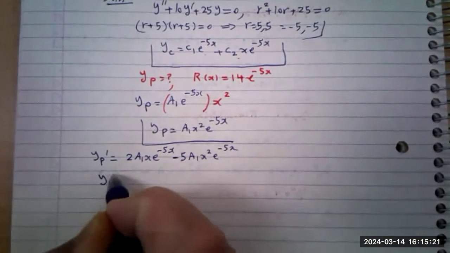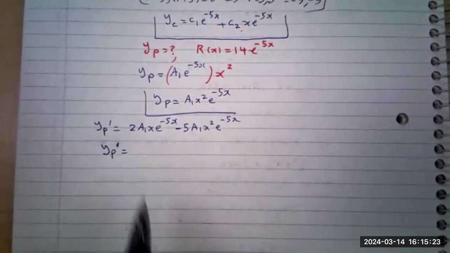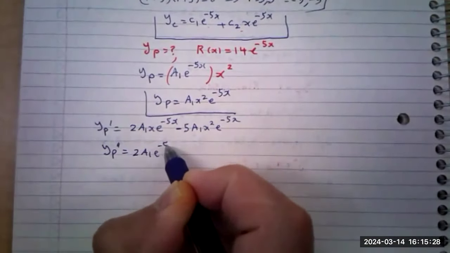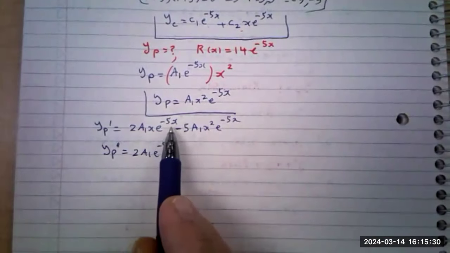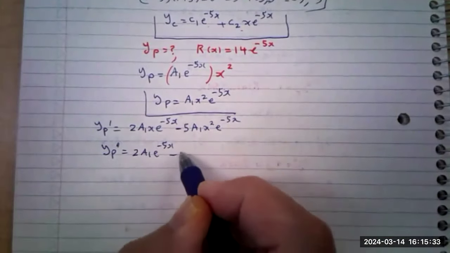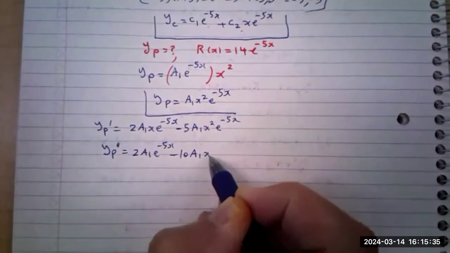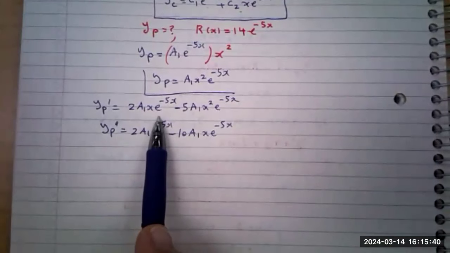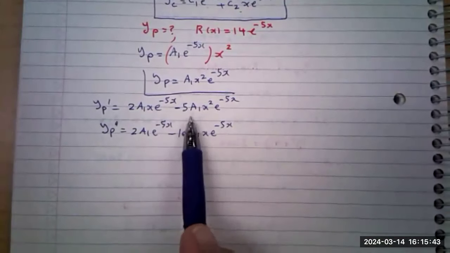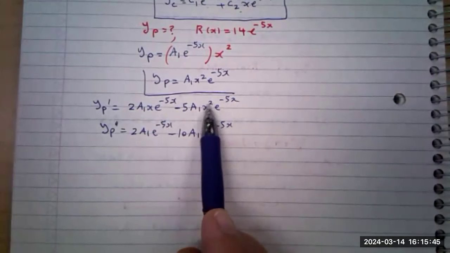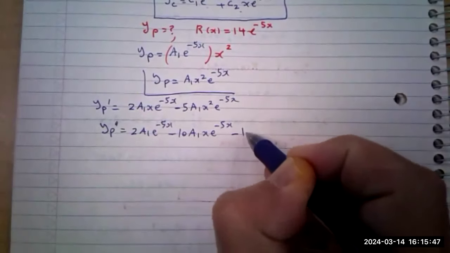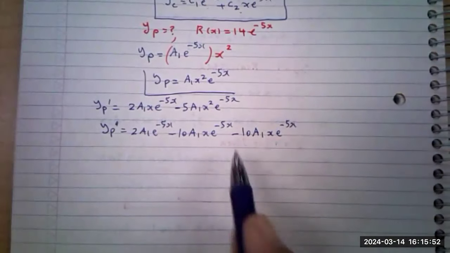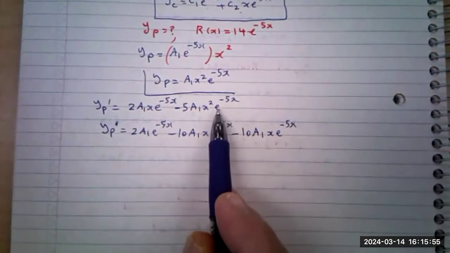You go with the y double prime. You have to differentiate this one: derivative of the first times the second, 2a1 e to the negative 5x. Then the first times the derivative of the second, we get the negative 5, you multiply that by 2, and that's going to be minus 10a1 x e to the negative 5x. So that's the product rule for x e to the negative 5x. You repeat it again for the other term. The first derivative would be 2 times 5, 10, so minus 10a1 x e to the negative 5x. For the second one, you have only a negative 5.